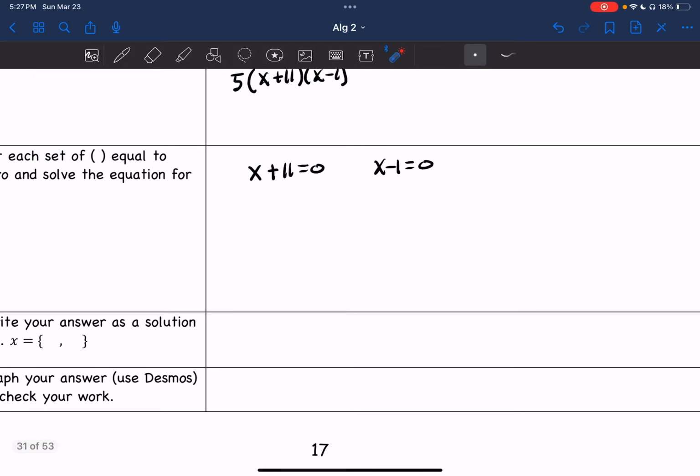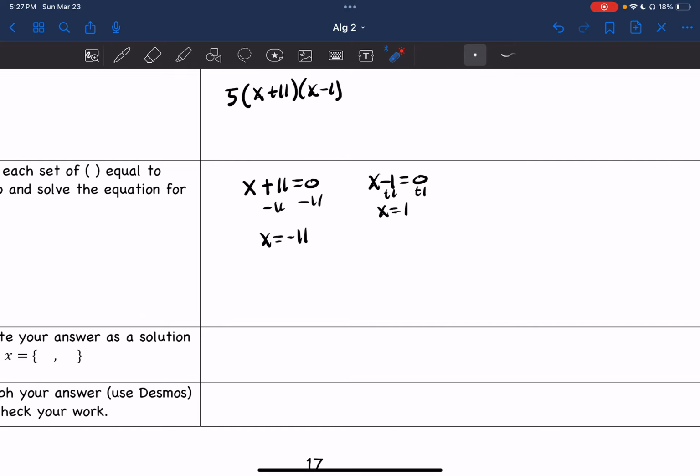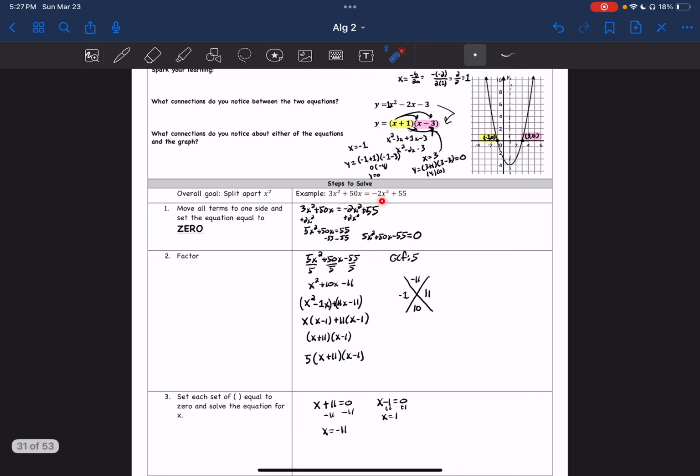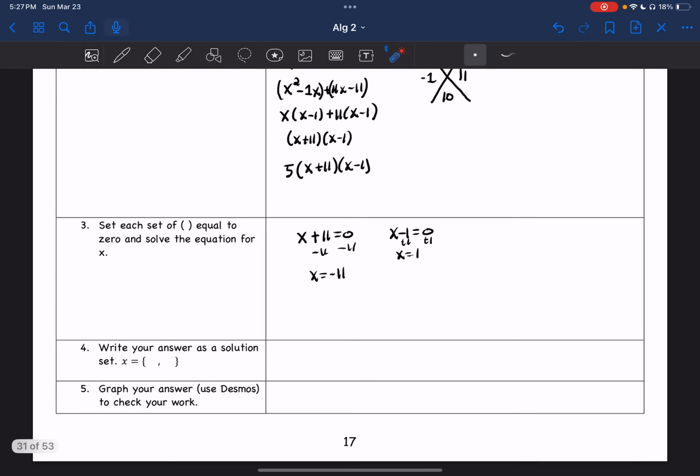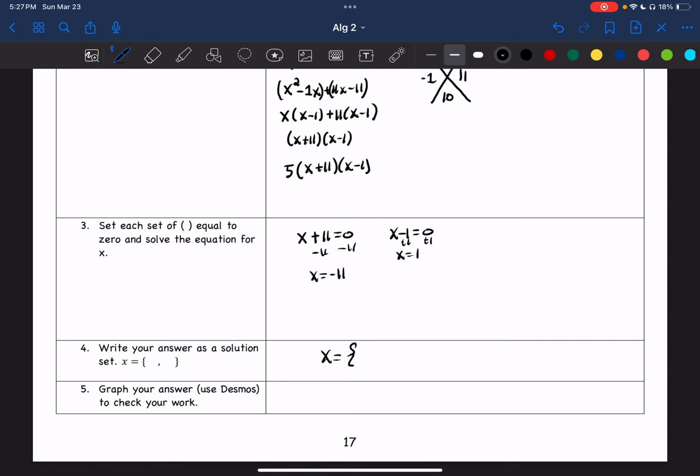So x plus 11 will be equal to 0 when we subtract 11 on either side, and x is equal to negative 11. And x minus 1 will be equal to 0 when x is equal to 1. We can add 1 to both sides. So therefore, our two answers to this quadratic equation are x is equal to the set that contains -11 and 1.